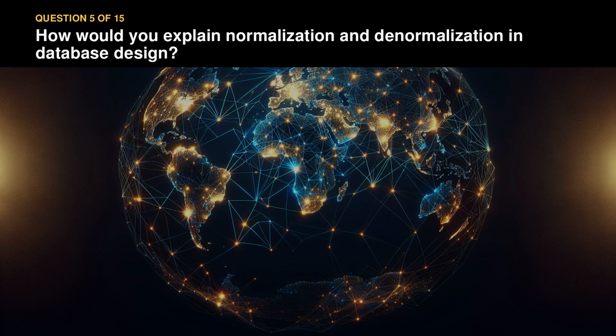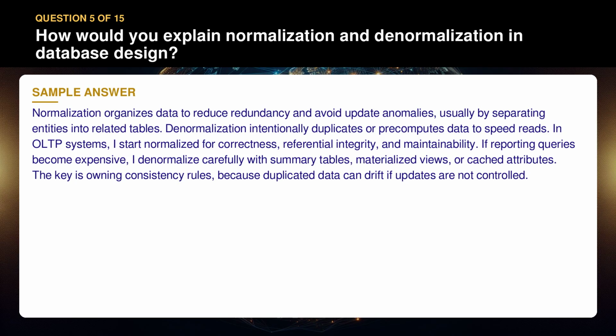Question 5. How would you explain normalization and denormalization in database design? Normalization organizes data to reduce redundancy and avoid update anomalies, usually by separating entities into related tables. Denormalization intentionally duplicates or pre-computes data to speed reads. In OLTP systems, I start normalized for correctness, referential integrity, and maintainability. If reporting queries become expensive, I denormalize carefully with summary tables, materialized views, or cached attributes. The key is owning consistency rules, because duplicated data can drift if updates are not controlled.